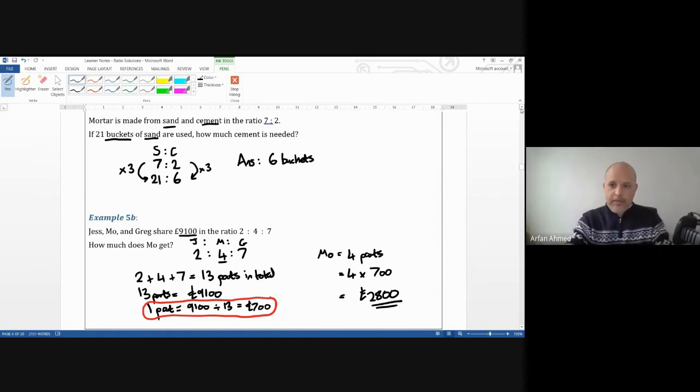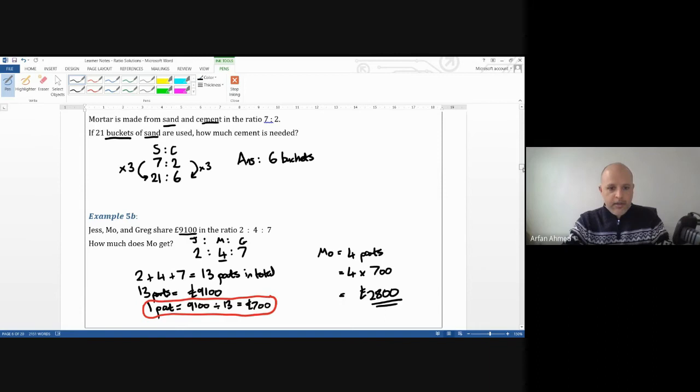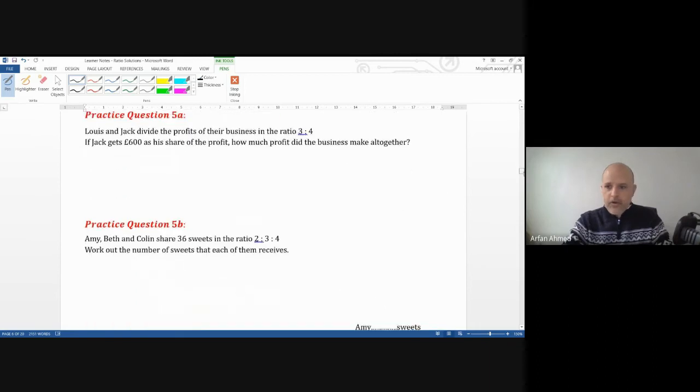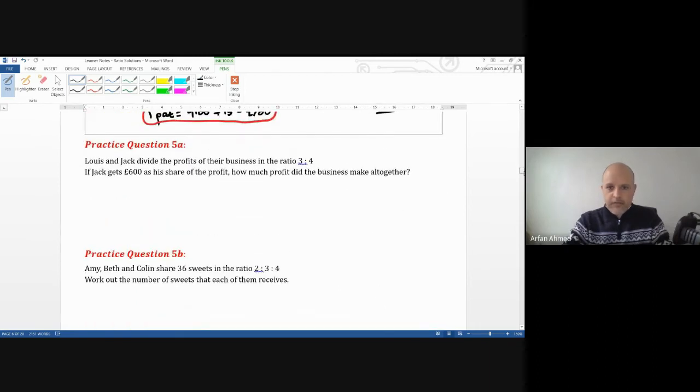So 2 totally different methods. It totally depends what information they've given you in the question. So do look out for little clues like that. Have a go at the rest of the questions yourself.